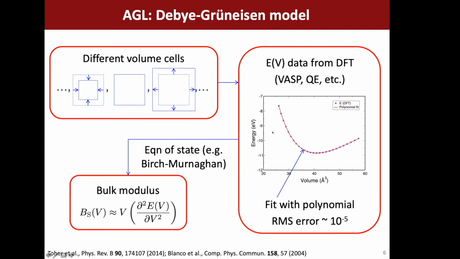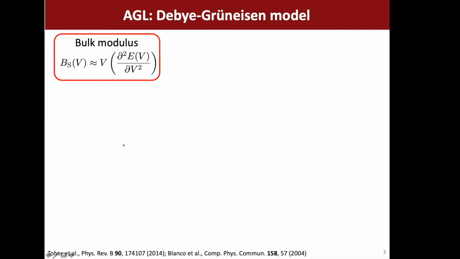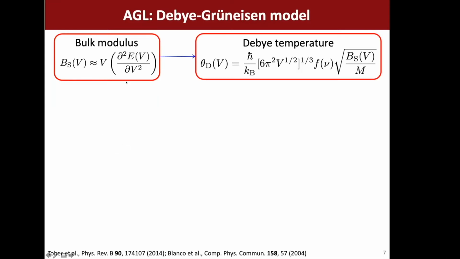From this, you can then get things like the bulk modulus, either by taking these derivatives or directly from these equations of state, which will give you the bulk modulus as a function of volume. Once you have the bulk modulus as a function of volume, you can estimate the Debye temperature from this expression here. So this here again is your bulk modulus as a function of volume. This is based on an expression for the speed of sound in a material. Then we also have this term here, which is a function of the Poisson ratio nu.